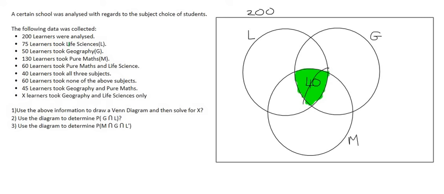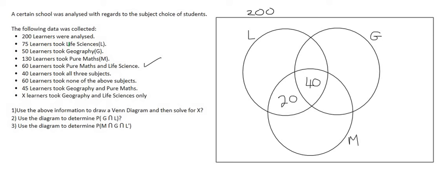Then, do you remember what we said about this section earlier? That was the link over here, which said that 60 learners took maths and life sciences. And so we can now go put a 20 over here, so that the total of that interlink is 60. The next thing says that 60 learners took none of the subjects. Okay, so then we'll put 60 on the outside like that.